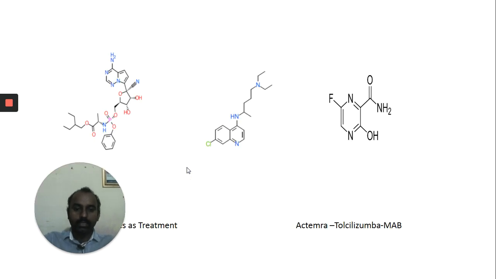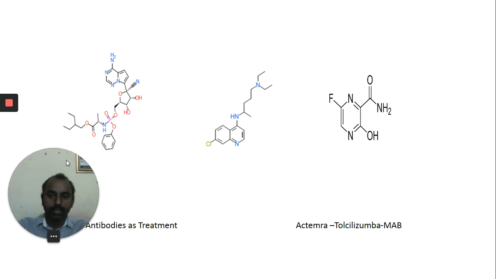Further, these are the drugs which are currently used in treatment. One is remdesivir, the other is chloroquine, and a low toxic metabolite, hydroxychloroquine, is still used, and this is favipiravir, and several other antibody based treatments. So this is the fundamental which you need to know.